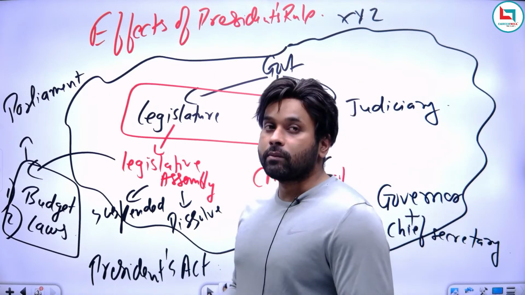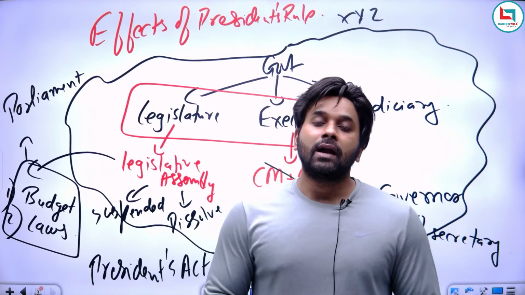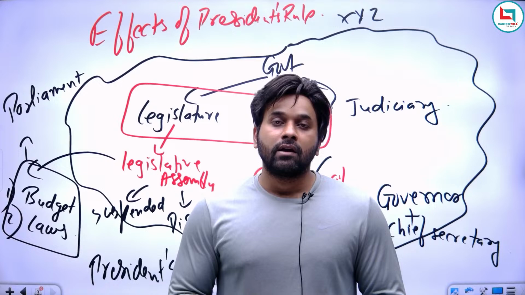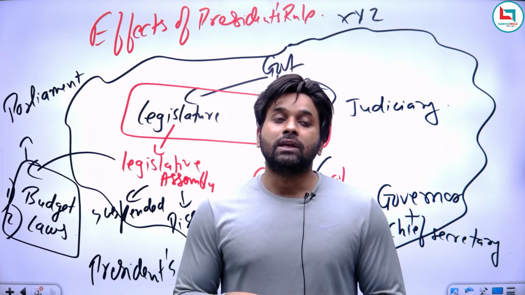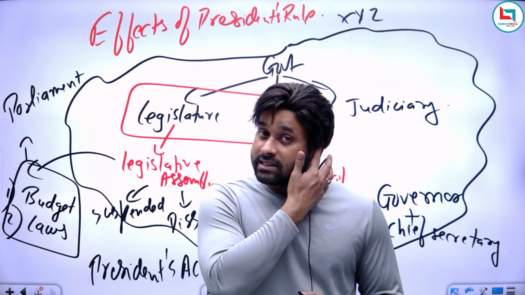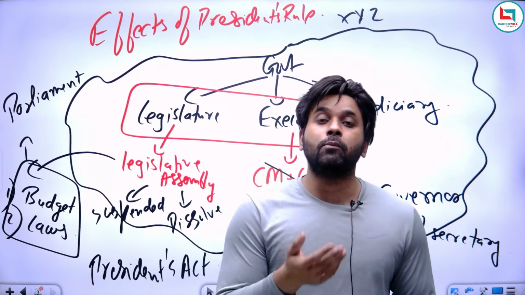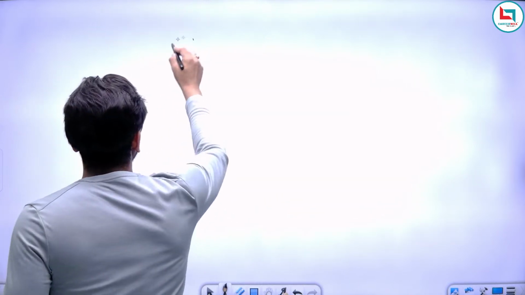And now one more thing to remember, there is a very important case related to president's rule, and that case is the SR Bommai case. Whenever you hear that the president's rule has been misused, remember there will always be a reference to the SR Bommai case. So the SR Bommai case is really very important when it comes to the president's rule. So let us start with the SR Bommai case.